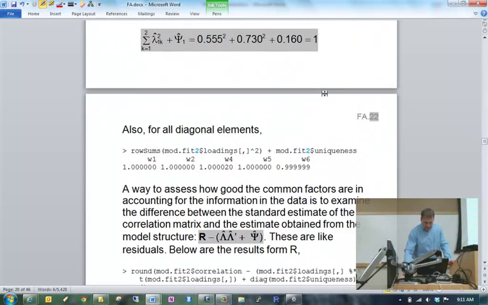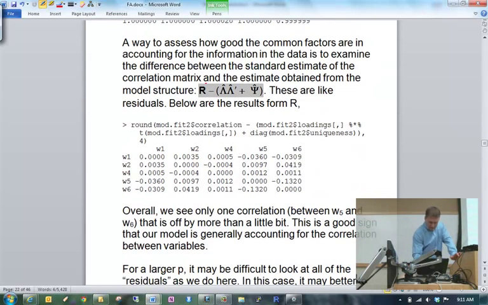Let's see, where are they? Here we go. So what we can do is look at this capital R matrix. This is our estimated correlation matrix that comes about through using the usual formulas for correlations that was presented in the data distributions and correlations section of our notes. And we take that R matrix and we subtract off essentially what our factor analysis model says that the estimated P, the true correlation matrix, should be.